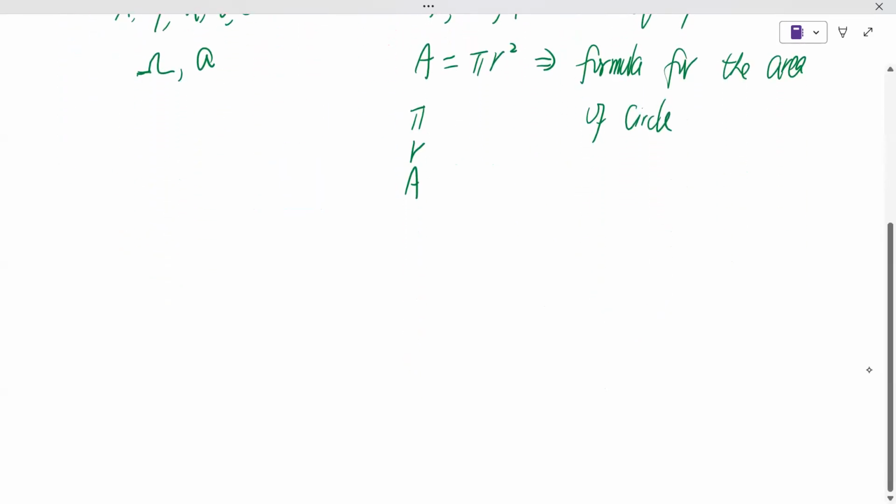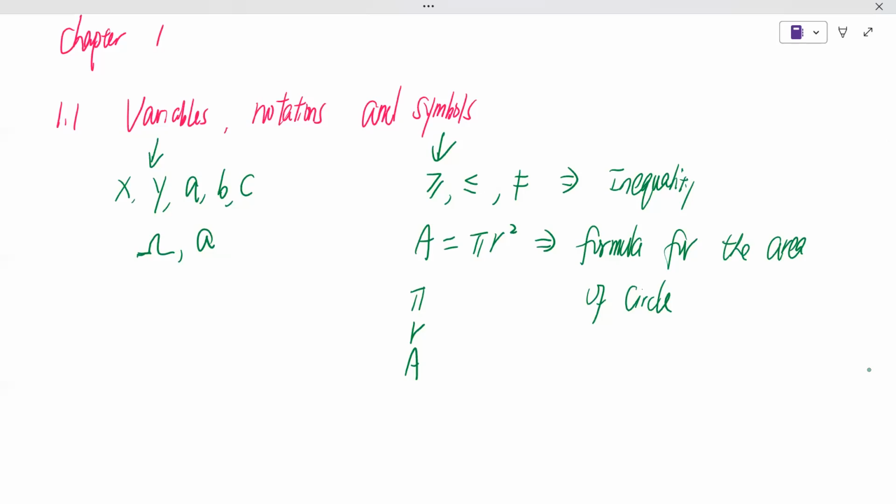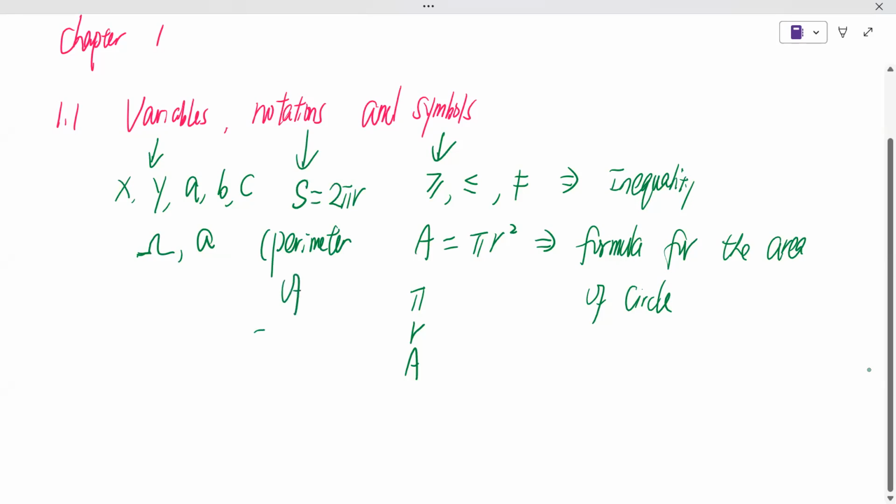Those are all different symbols we are talking about. And then notations, like notation S equal to surface area, equal to, let's say, 2 pi r. That's a formula here, and we have different kinds of notations representing the surface area, or in this case the perimeter of the circle. So that gives us all different kinds of symbol notation and also variables. And most of the time we deal with variables.